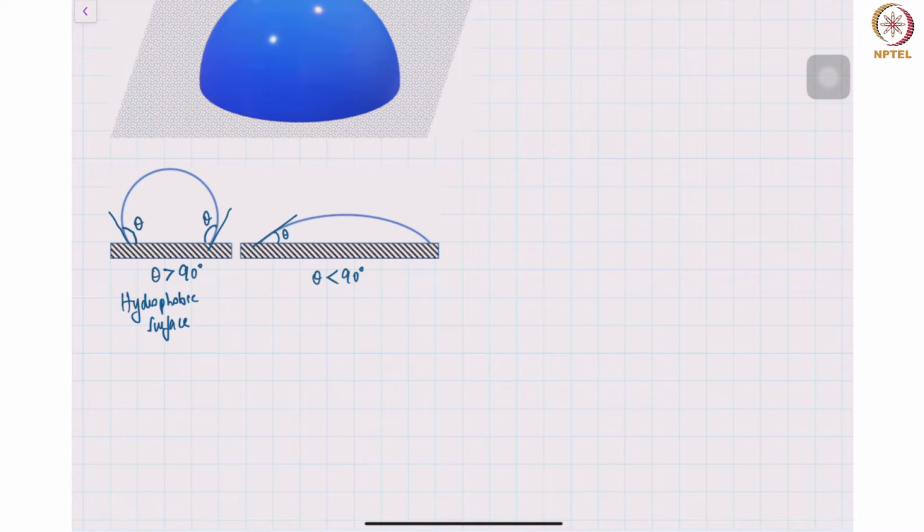So if the angle is less than 90, what is really happening is the drop likes to spread itself out. It's maximizing the amount of area the drop is in contact with the solid. In this case, the solid is referred to as a hydrophilic surface.